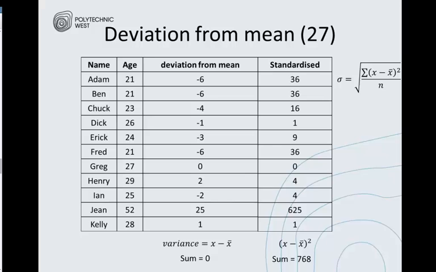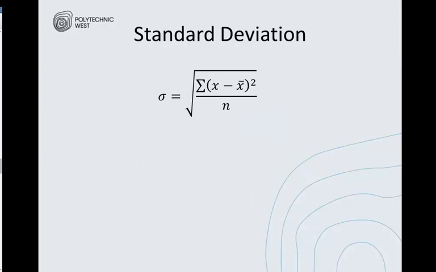The last thing I'll have to do is undo the fact that I've squared them. So to undo the fact that I squared them, I square root the whole lot. So I end up with this equation that says my spread, which I'm going to give the symbol sigma, equals the square root of the average of the standardized deviation, or the square root of the sum of (x minus x bar, which is the mean) squared, divided by n, which is the number of values. That's the equation I end up with.